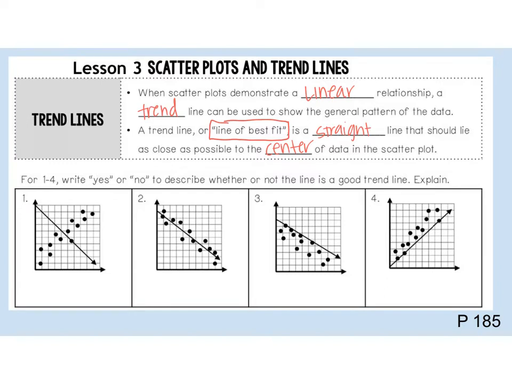So, for example, write yes or no to describe whether this is a good trend line. First one, no. It's supposed to be a positive slope, and the trend line is showing a negative slope. This one, yes. It's centered, and it follows the trend.